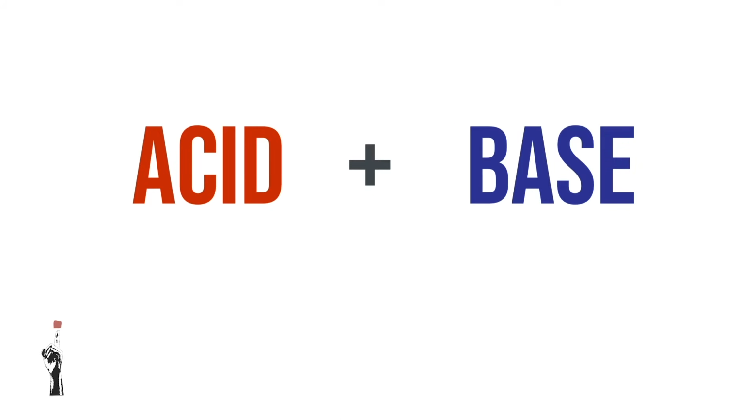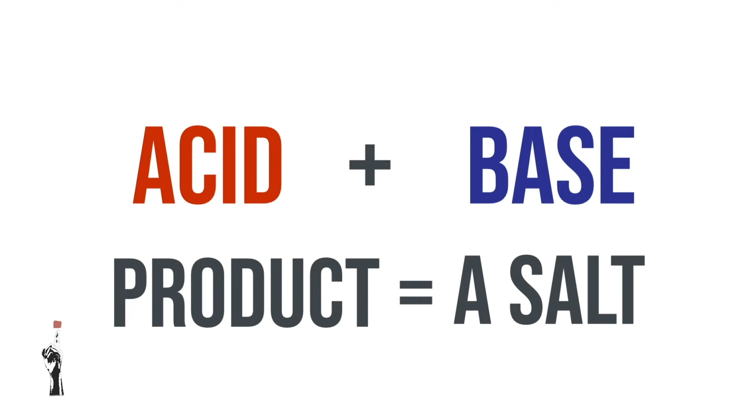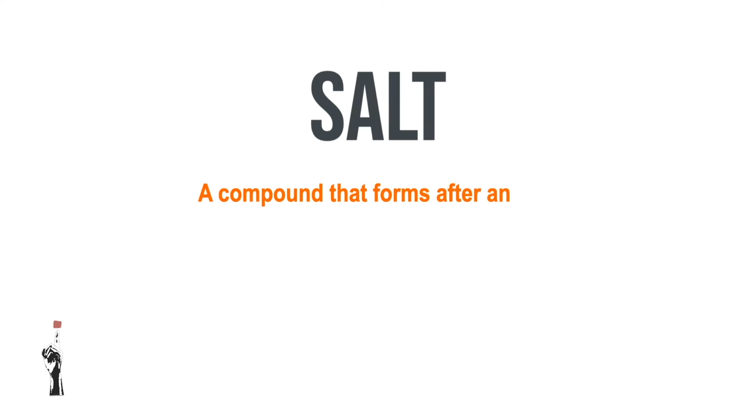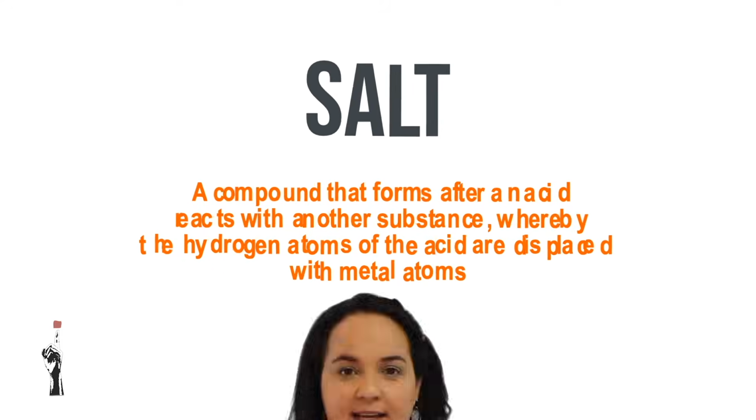When an acid reacts with a base, the product that forms is usually a salt. In chemistry, we define a salt as a compound that forms after an acid reacts with another substance, whereby the hydrogen atoms of the acid are displaced with metal atoms. In the laboratory, we usually dilute acids and bases as they could be dangerous in their concentrated state.